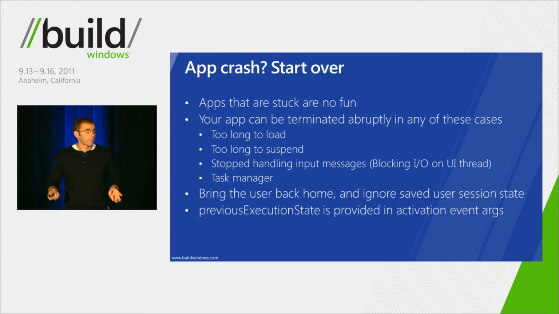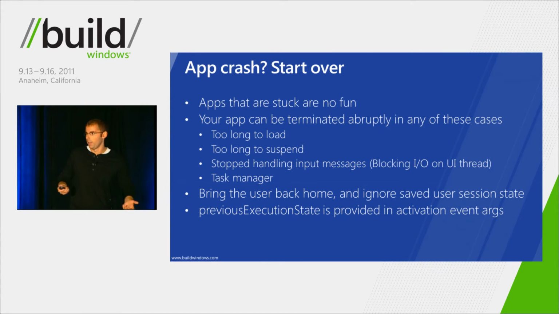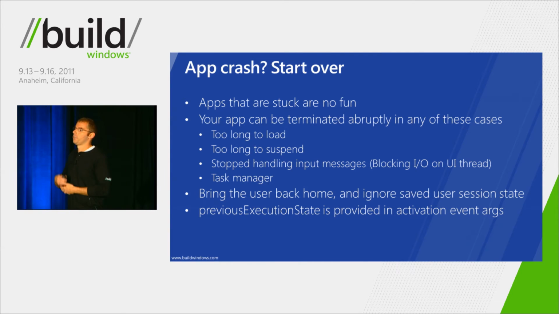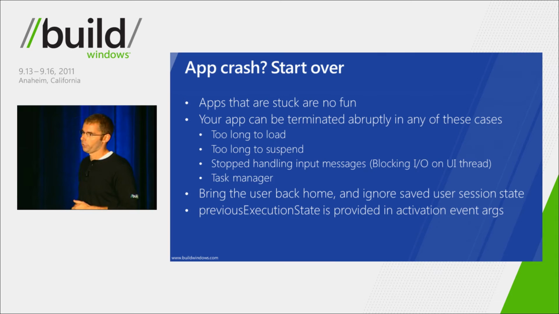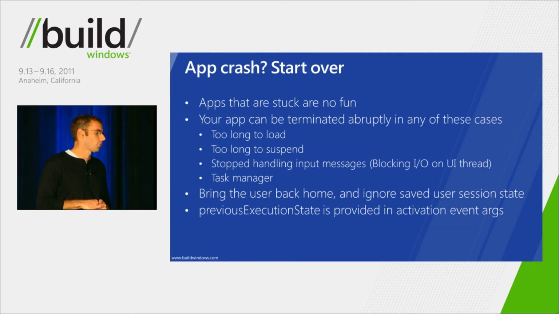If you take longer than 5 seconds to suspend, your app will get terminated, and it'll look like a crash to the user. And of course, if you do blocking I/O on the UI thread and block the message pump, which is a big no-no, your UI is going to get crashed by the system. And of course, the user can always go to your application and terminate it through Task Manager as well, which will look like a crash to the user. When this happens, bring the user back home. You can detect that by looking at the property called previous execution state, which is a variable that's exposed on the event args in activation.